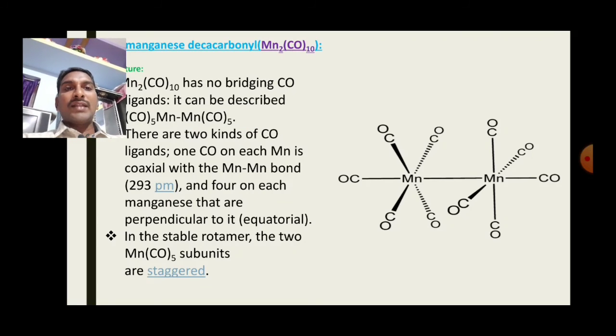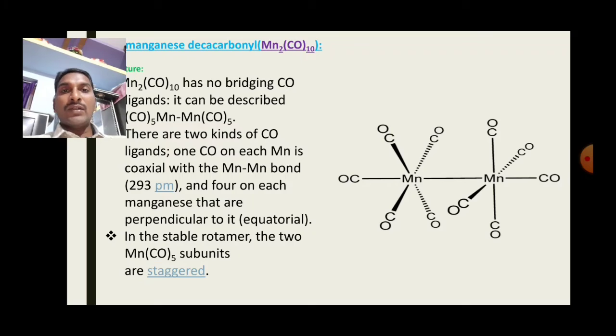And then manganese decacarbonyl. This is a polynuclear metal carbonyl, a very important metal carbonyl. Two Mn(CO)5 units are linked through an Mn-Mn bond. Here there are no bridging ligands. What are bridging ligands? The same ligand can be linked to two metals. In this molecule there is no such bridging ligand, so it can be described as the linking of two units, Mn(CO)5 and Mn(CO)5.